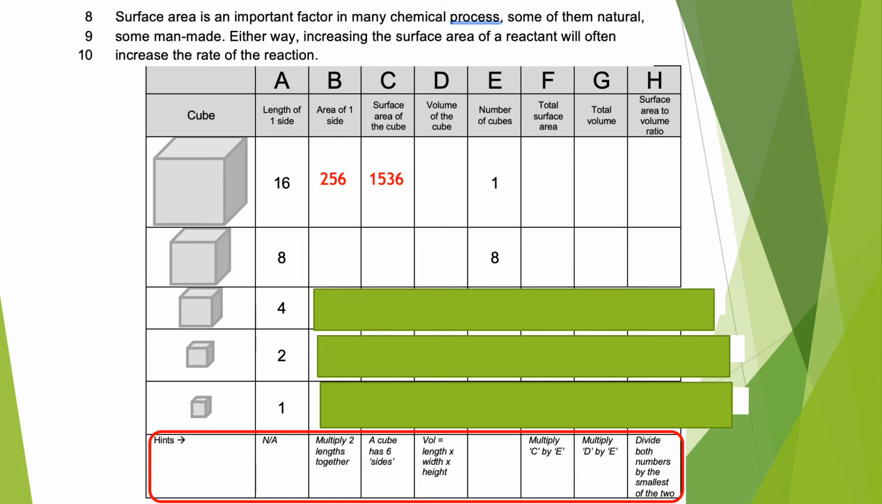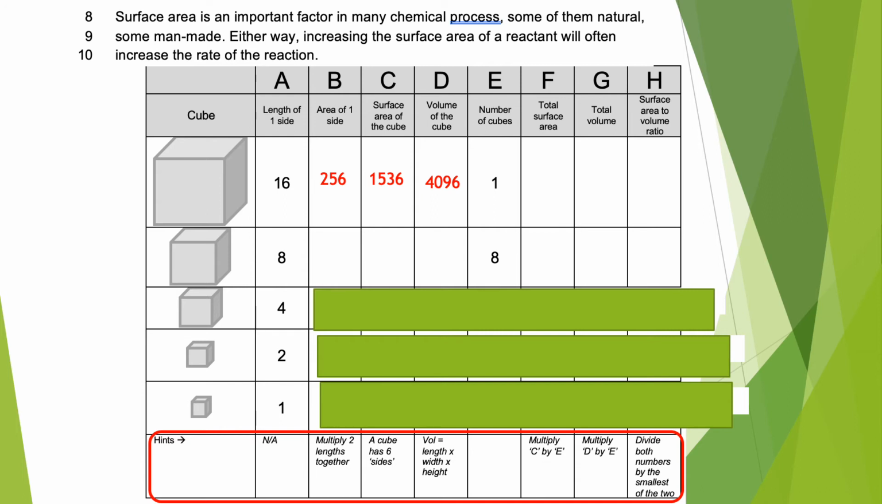Now column D asks you, what is the volume of a cube? The volume of a cube or a 3D shape like this is actually quite simple. You multiply the base times the width times the height. Some people use length times width times height, but both work. So in this one, all sides are the same, right? So basically you would do 16 times 16 times 16, and that would give you 4,096.